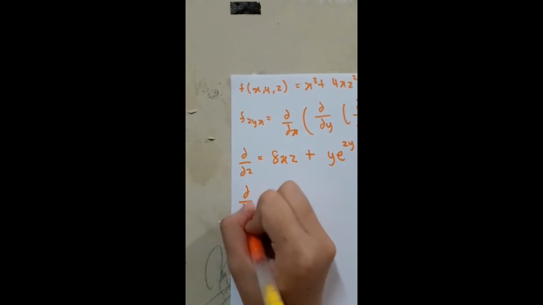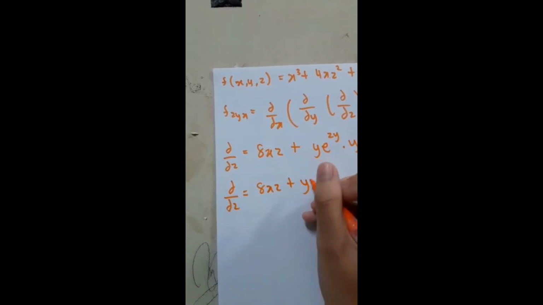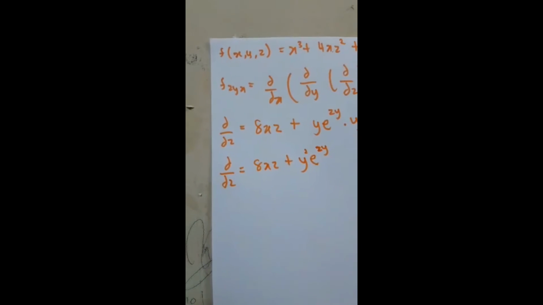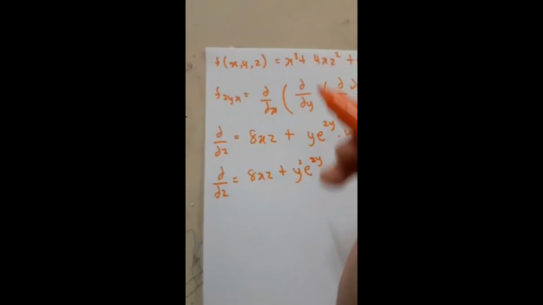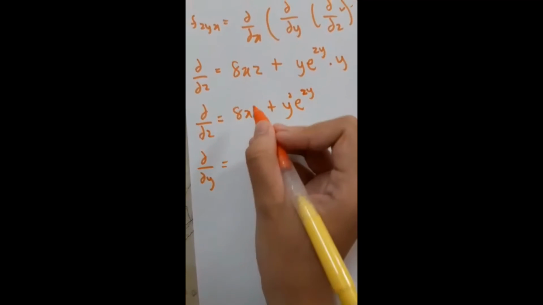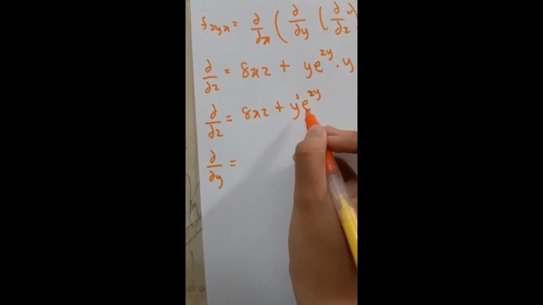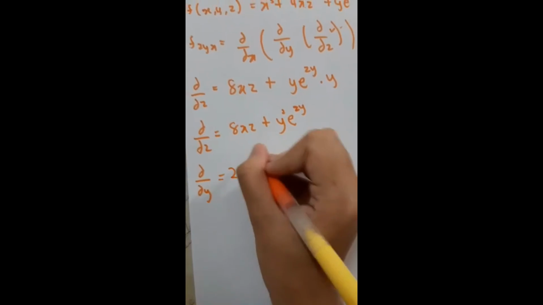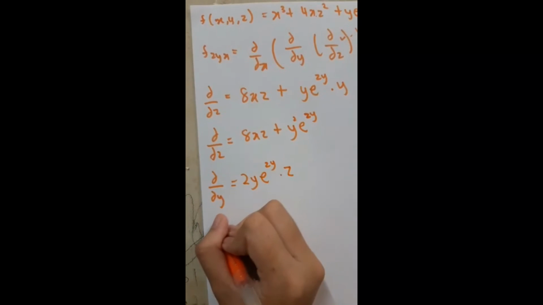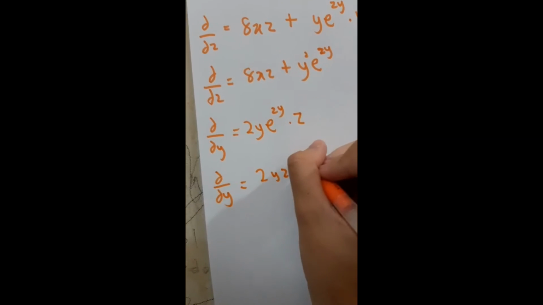So we get del over del z equal to 8xz plus y squared e to the zy times y, which is y cubed e to the zy. Okay, we are done with this part. The second part is with respect to y, so del over del y. We differentiate this function, but there is no y in the first term, so we move on to this one. We get 2y e to the zy, and differentiating the exponent gives z. So del over del y equals 2yz e to the zy.